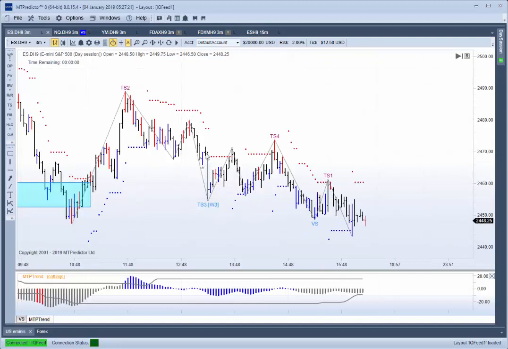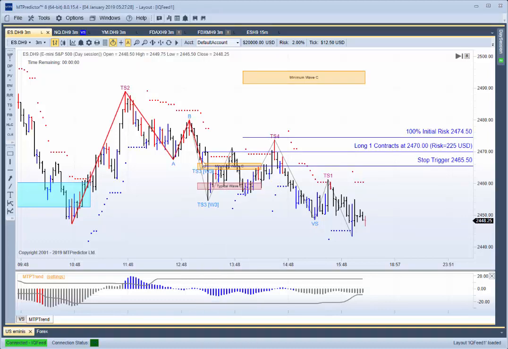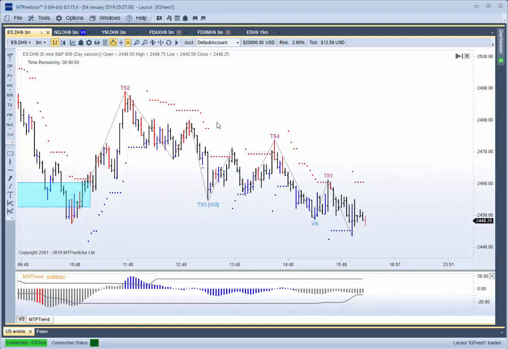There was also another trade setup a bit earlier. Can you see there's a history triangle here? If I right mouse click over that blue buy bar to analysis, you can also see there was a W3 wave 3 trade setup there, and that would have been taken in and stopped out immediately. So that would have definitely been a -1R loss. A bit later in the day, the MTP trend turned grey.